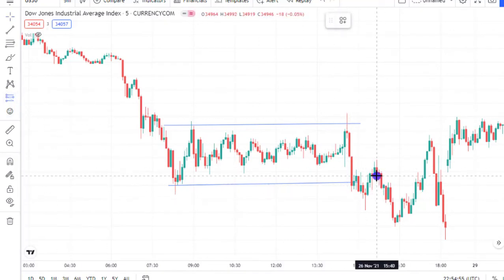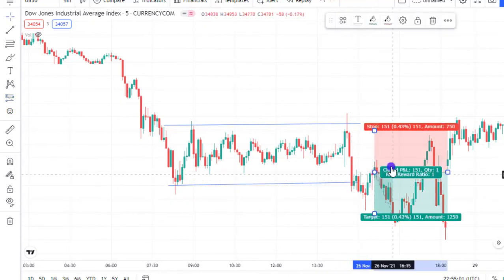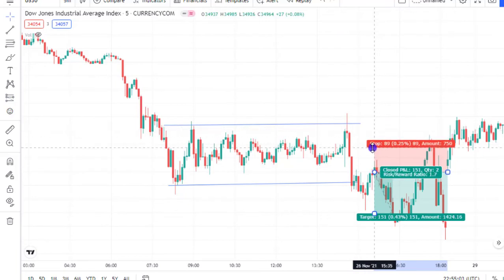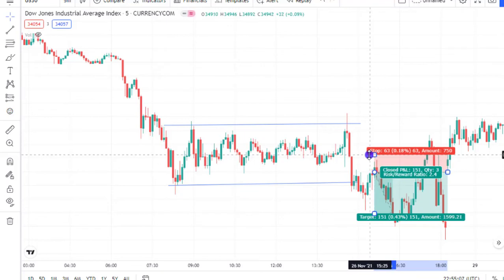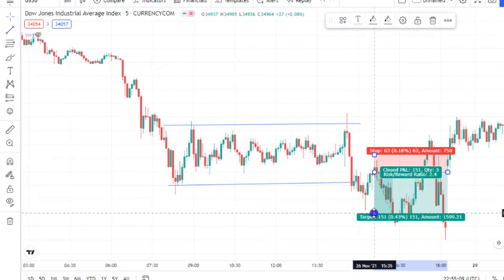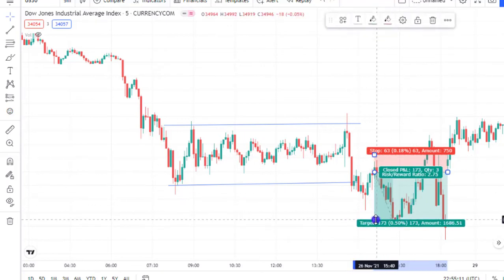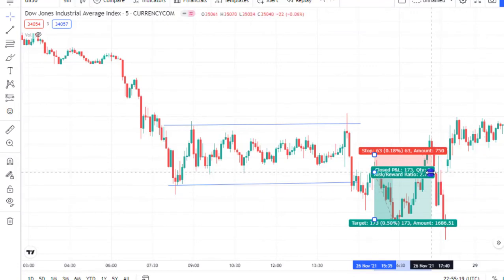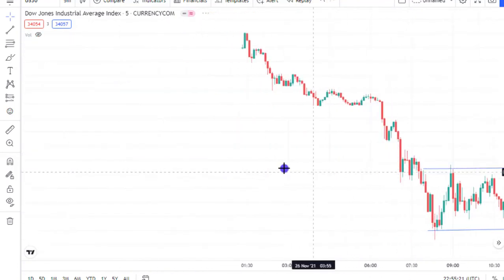Immediately we have this break of structure, we retest, then we short here, then we'll put our stop loss just above here, then we'll look for 1 to 2. So which means if you're risking $100, you're getting $200. So that is that. So let me show you another one.